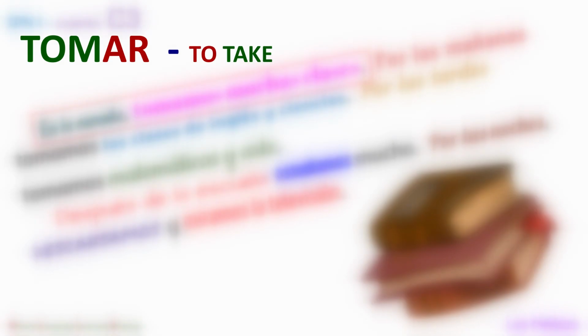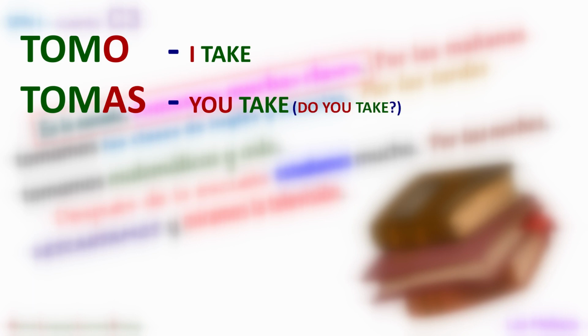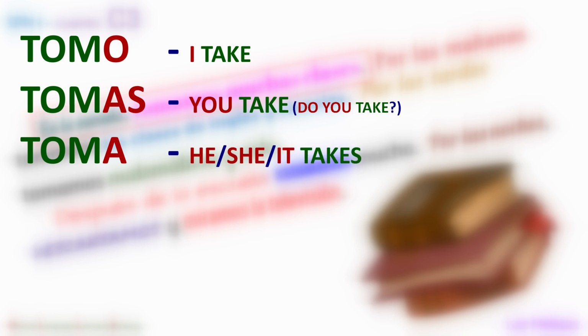As you know, to use any verb, you have to modify it by replacing the endings. With tomar, you take the AR off of the end of the word and replace it with an O to make tomo, or I take. Replace it with an AS and make tomas, and you've got you take or do you take. Replace it with an A and make toma, he, she, or it takes, or does he, she, it take.